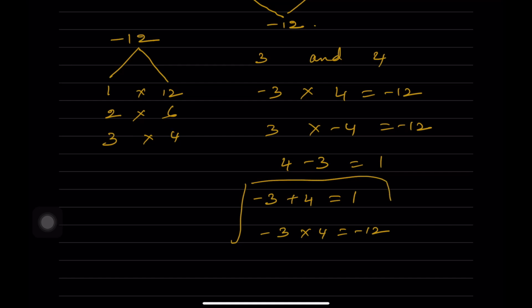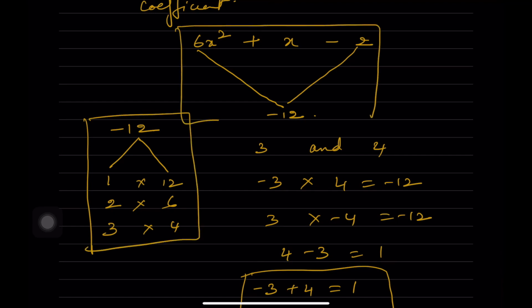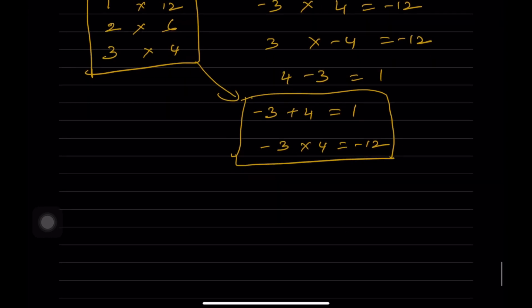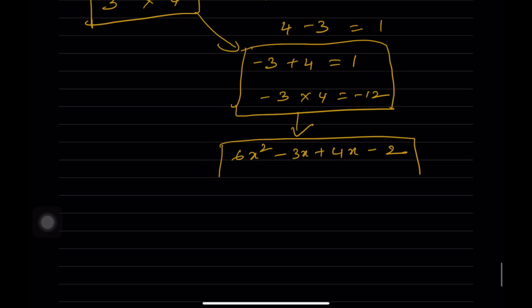So the next box which we are taking is this. This is the first one which we have taken. From the first we have got this, from this we have got this. Then how do we write it? We'll just see. So what is the next box which we can write? We can write it as 6x square, and in the place of x we can write minus 3x plus 4x, minus 2. This is the next box which we have got.